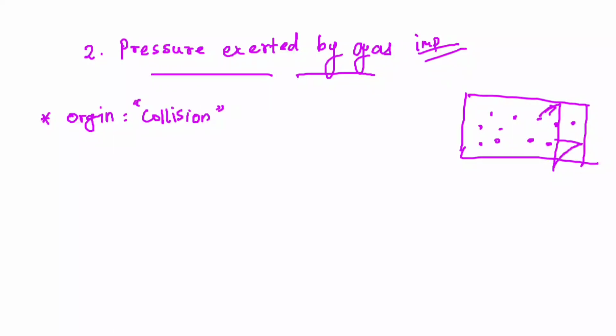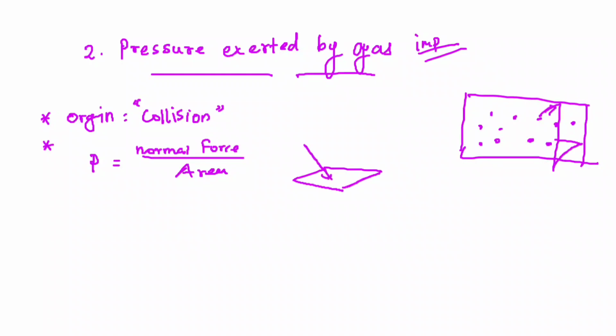This collision is the origin of this pressure. We know that basically a pressure, we can define pressure as normal force by area. For example, if you consider a surface like this, let's suppose there is a force acting like this, F, with a theta angle. Then we can resolve this force into two components, one in this direction and another in this direction. Here this component will be F sin theta and this component will be F cos theta.